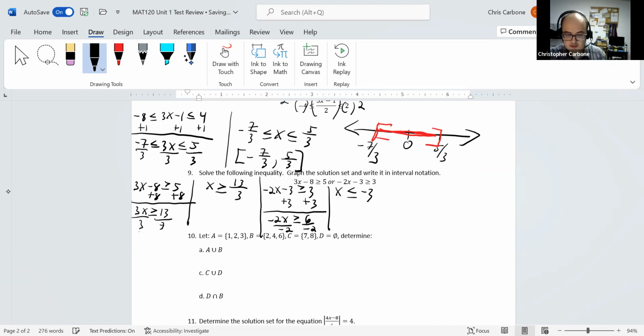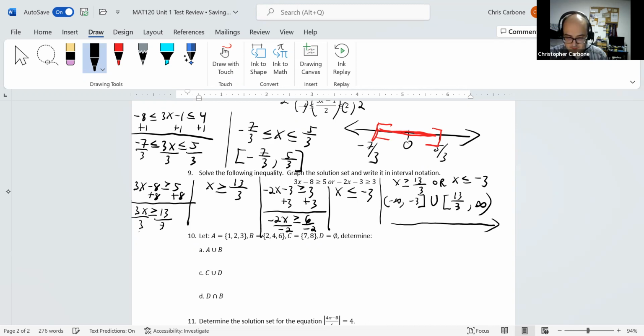So the solution is x is greater than or equal to 13 over 3, or x is less than or equal to negative 3. Interval notation for this would be negative infinity to negative 3, bracket over that negative 3, union, since it's an or inequality, bracket 13 over 3, comma, infinity.